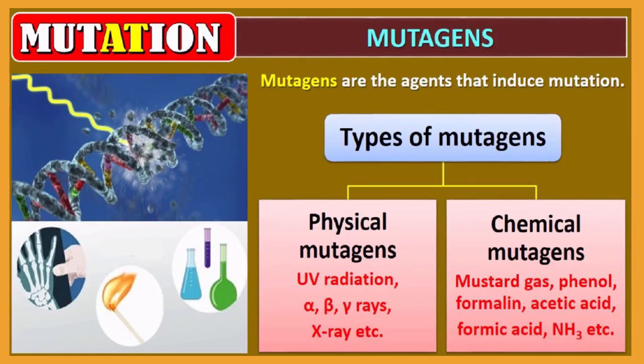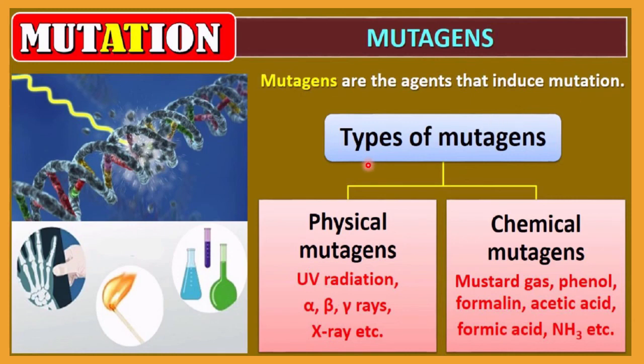So up to this, whatever we have studied is all about mutation. Now let me go through some causes of mutation, the causative agents of mutation. Such a causative agent which causes mutation is called a mutagen. This is the definition of a mutagen: mutagens are agents that induce mutation and are solely responsible for causing it.